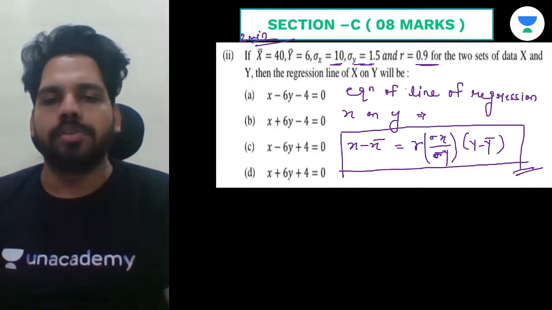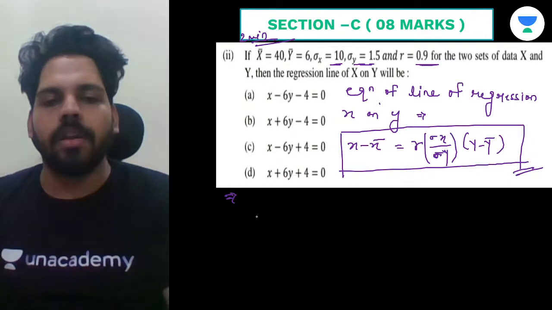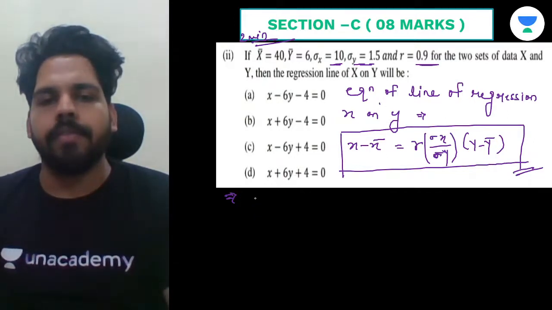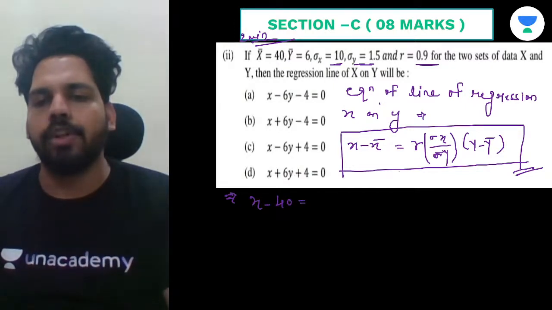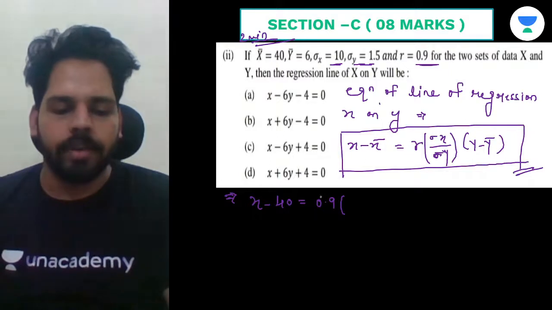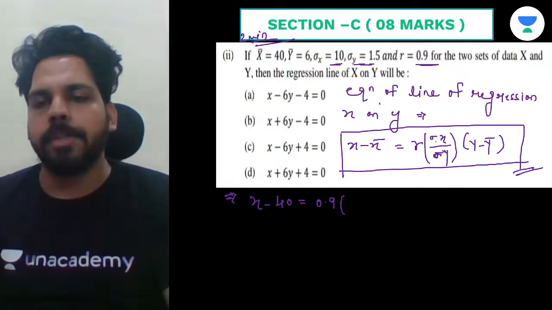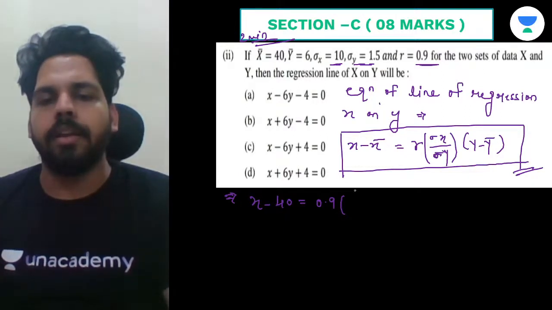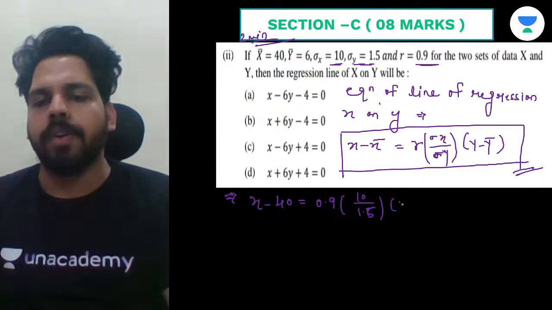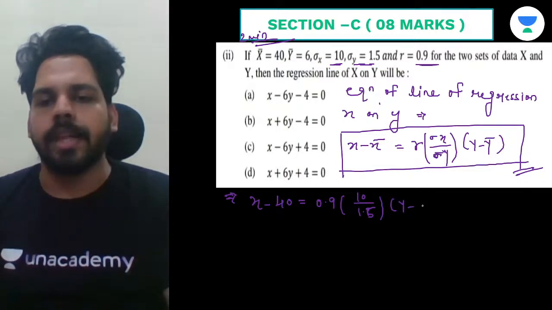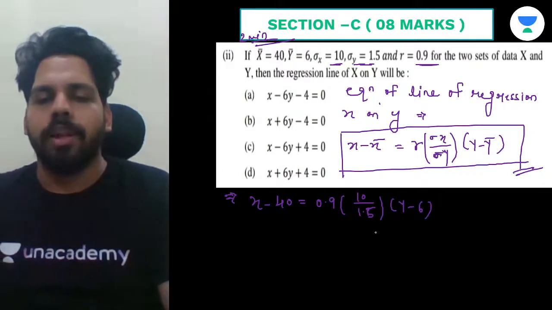So here I'm just going to solve it now. First of all, the given information: x bar is given as 40, so x minus 40 is equal to, r is given 0.9, so we can put 0.9 over here, right? And here sigma x is given 10, sigma y is given 1.5, into y minus y bar. Y minus y bar is given 6. Okay, so all the values we have put over here.